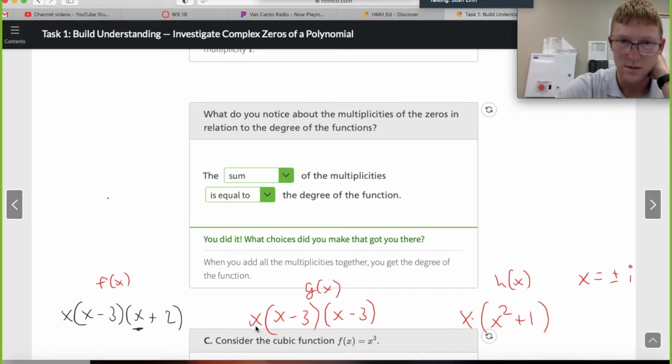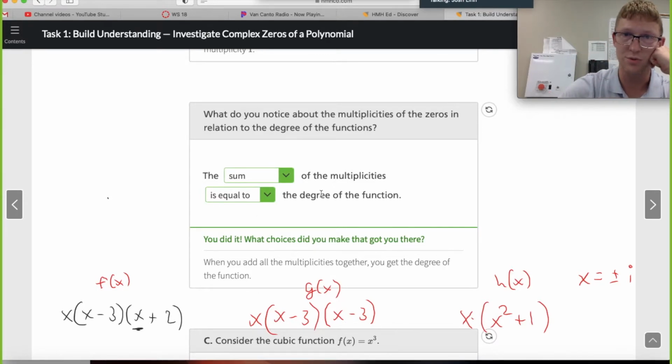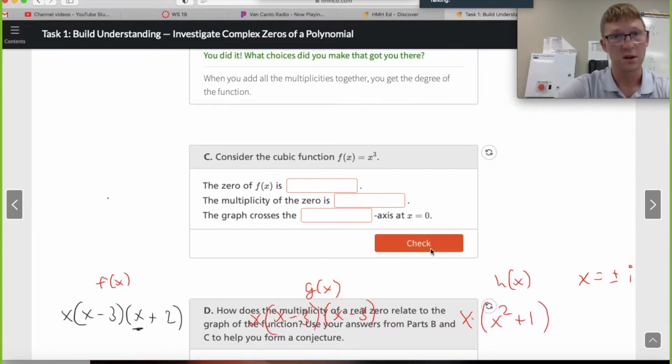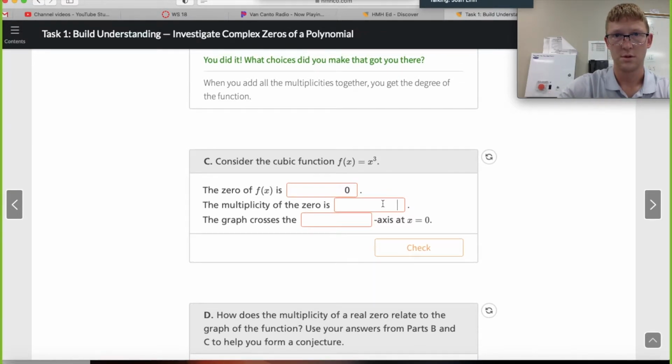So this middle one had x with a multiplicity of 1, and then x minus 3 with a multiplicity of 2. If you add those up together, that's 3, which is equal to the degree of the function. Consider the cubic function. So I think I can get rid of these now. The zero of f of x is 0. The multiplicity is going to be 3 because of what we just figured out.